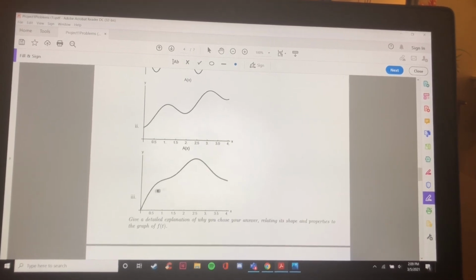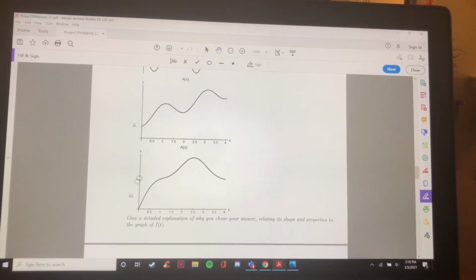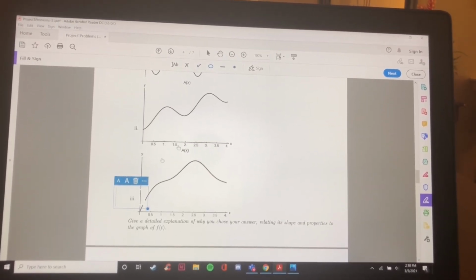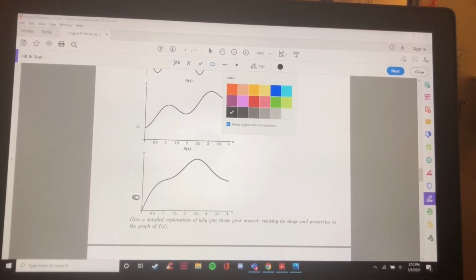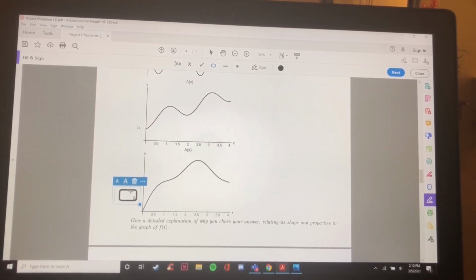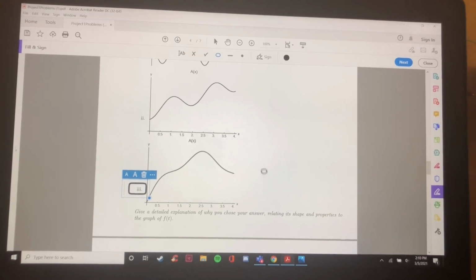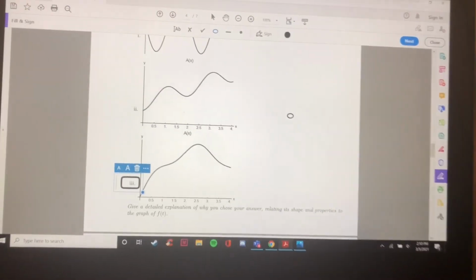And so 3 is the correct option. We're going to mark that here by putting a big circle around it. And that is that. Thank you.